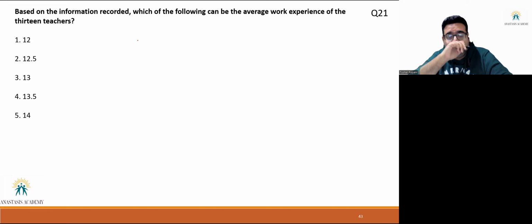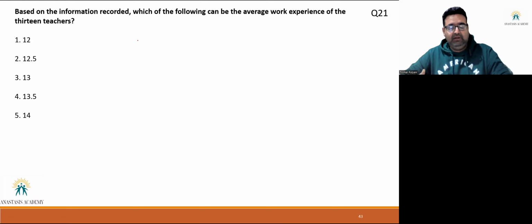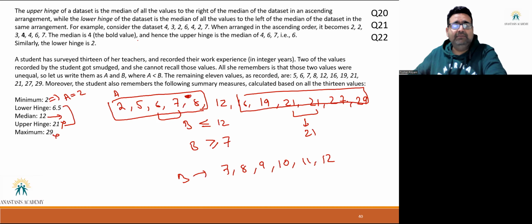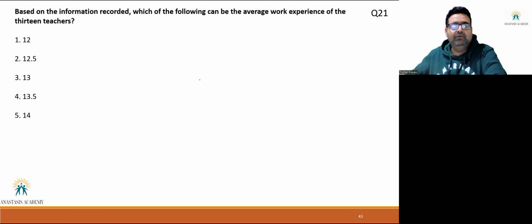In the second question, they are asking what is the average of the 13 values? So we need to figure out, there were 6 possible values of B. They will give me 6 possible values of the average, and we'll have to see which of the following is there in the options. So what you can do is add up these 12 values. I know 12 values, and if you add them up, including A as 2, you'll get 173. So my average will be 173 plus B, which is unknown, divided by 13 values.